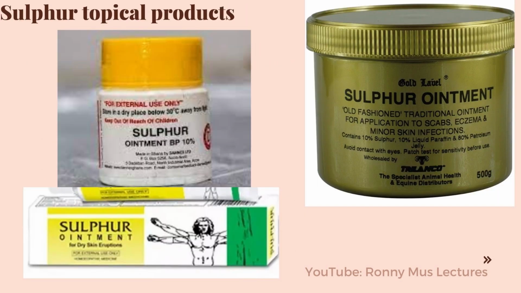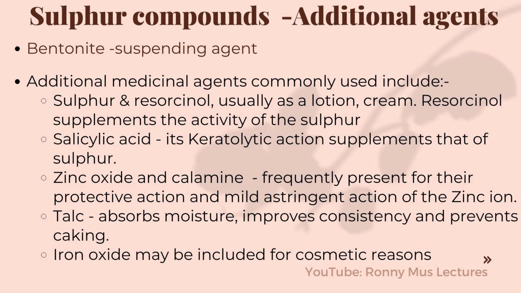This slide shows examples of sulfur topical products. For example, sulfur ointment. We can add additional agents to sulfur topical agents like bentonite, which will act as a suspending agent. You can also add resorcinol, whereby resorcinol supplements the activity of the sulfur. You can add salicylic acid. This one has keratolytic action, which supplements that of sulfur.